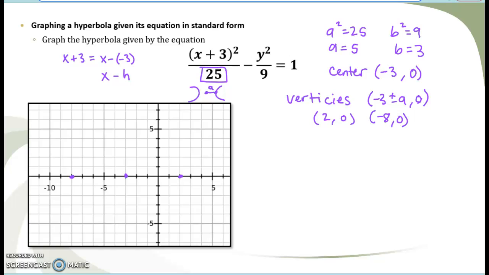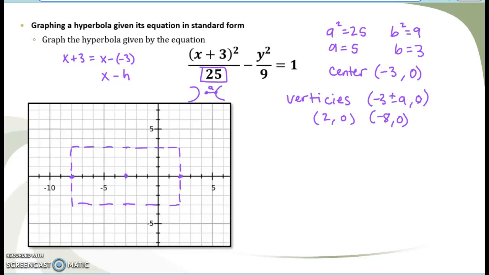Now, in order to more easily graph my asymptotes, what can I do? Well, from the center, I go out a already to my vertices, and then in the other direction I'm going to go out b. b is 3, so I'm going to go 1, 2, 3, and I'm going to draw this box that has a length of 2a and a width of 2b, and that gives me the slope and an easier way to graph my asymptotes. Again, I talk about all of this in more detail in another video.